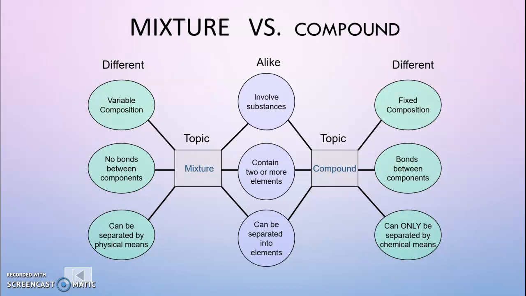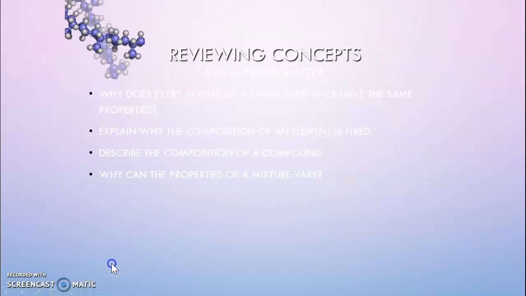This is a good picture to look at when you're trying to make the distinction. Am I looking at a compound, which involves chemically combined things, or am I looking at a mixture? Big thing, a compound has a fixed composition, there are chemical bonds, and it can only be separated by chemical means, a chemical change. If it's a mixture, the composition varies, it's not consistent throughout, there are no chemical bonds between the components in the mixture, and it can be separated by physical means.